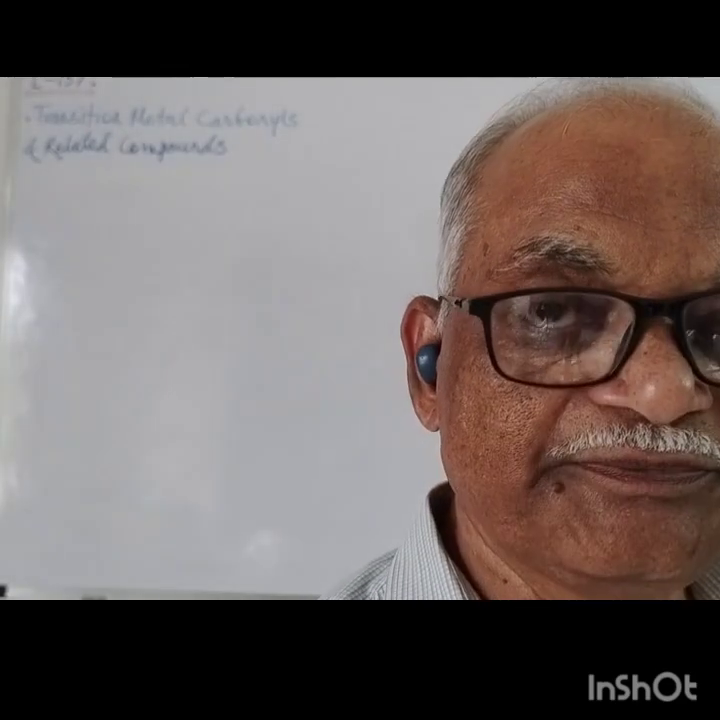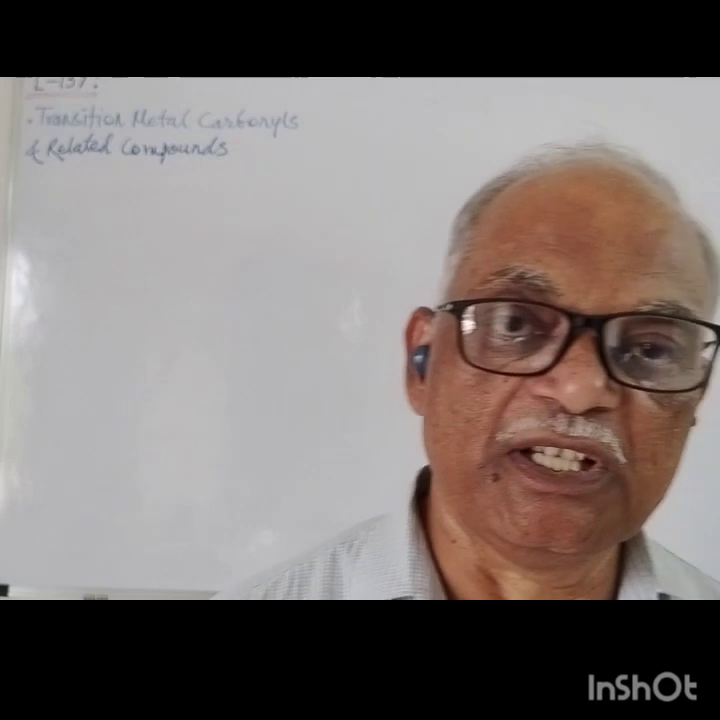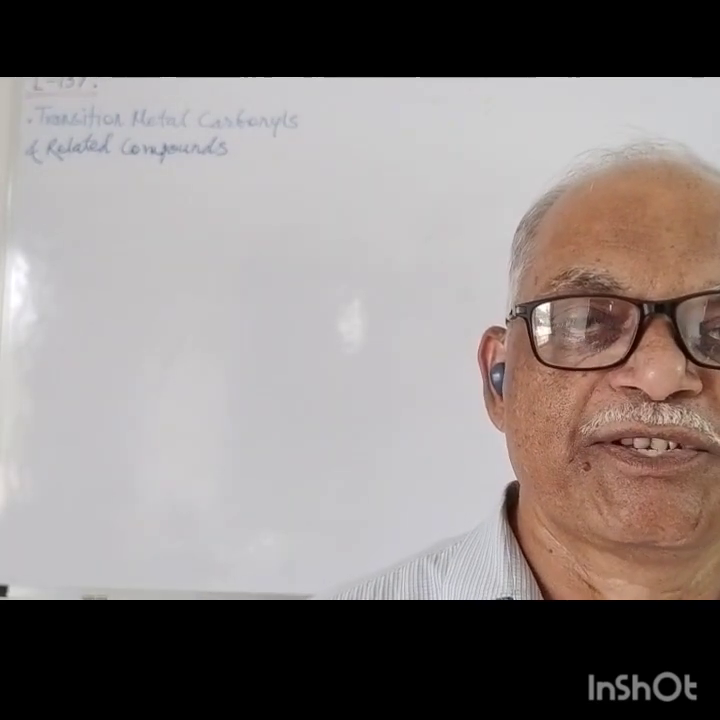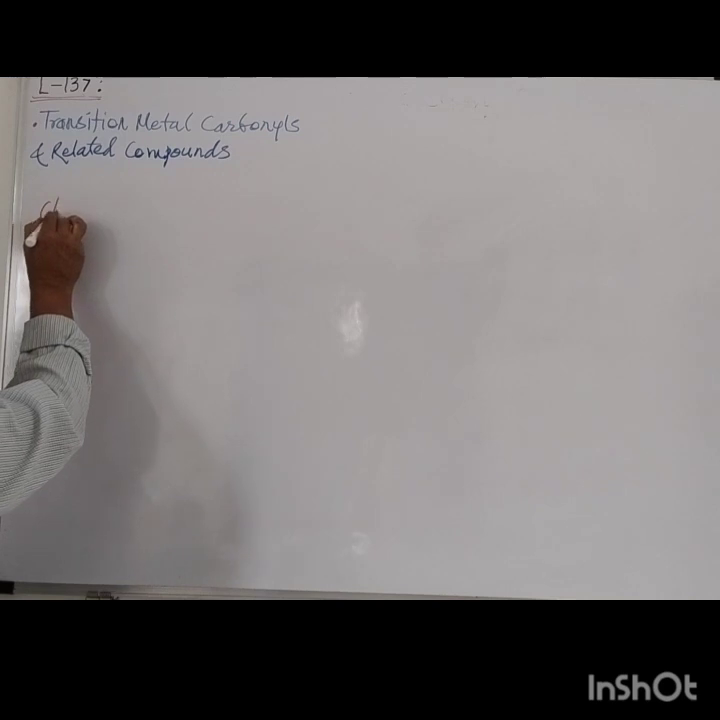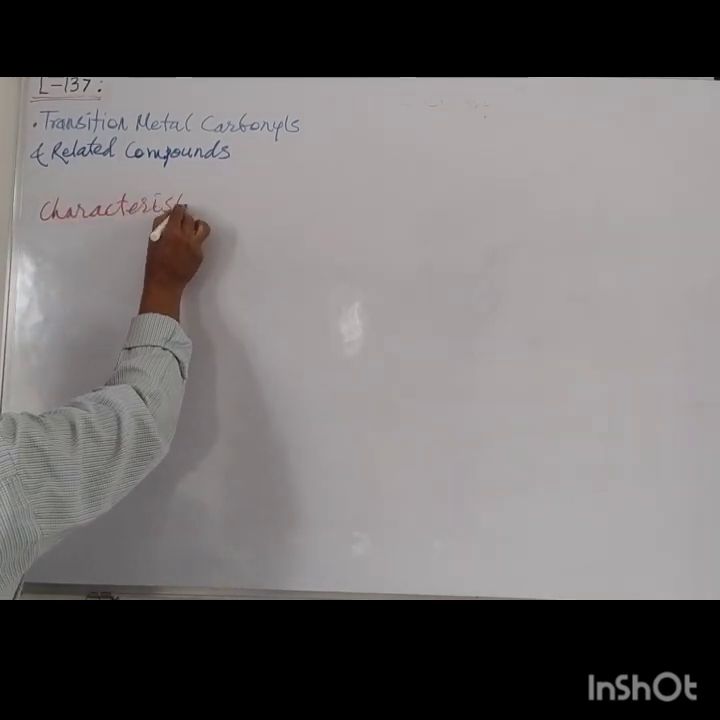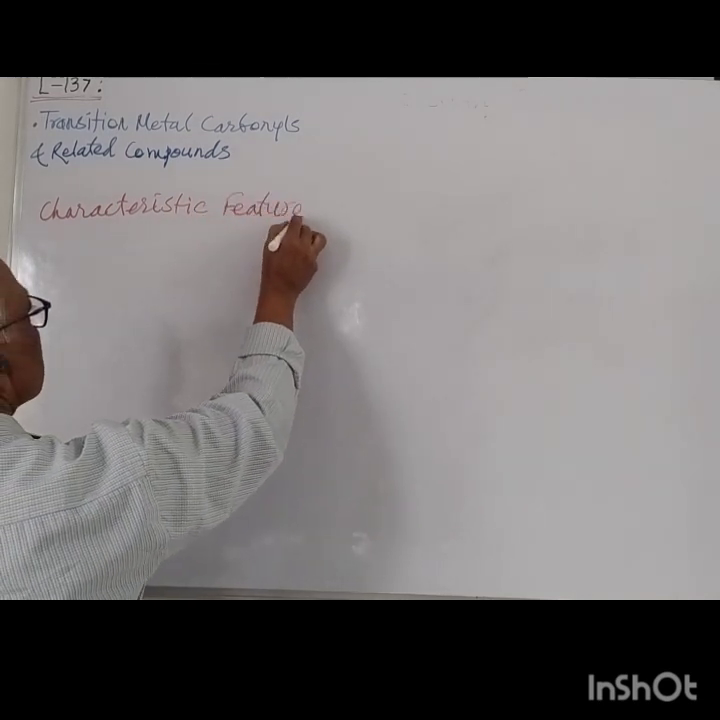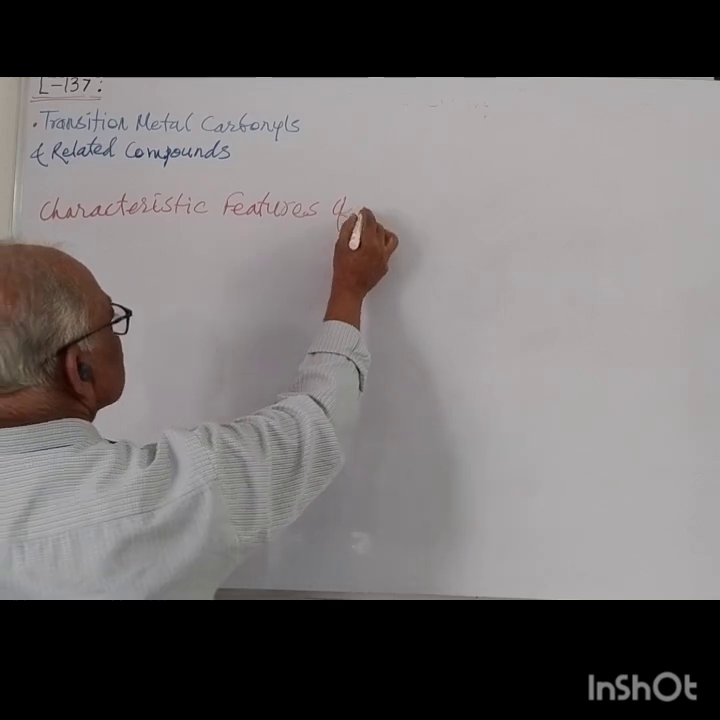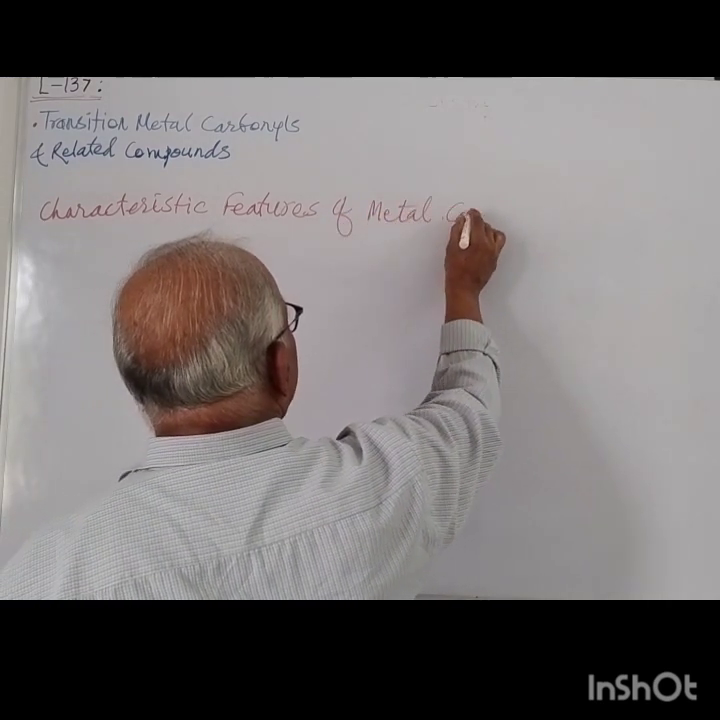Friends, we were discussing the metal carbonyls and related compounds. In that case, we have seen the introduction and history of metal carbonyls, and now we are going to see the next point of this topic, that is characteristic features of metal carbonyls.